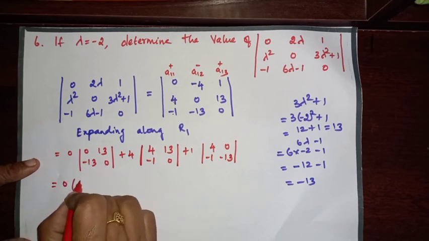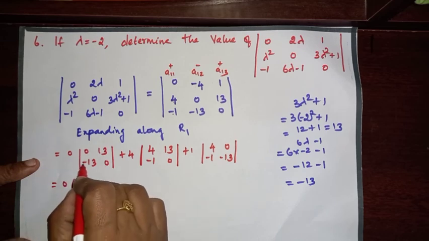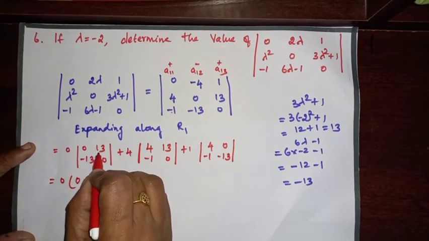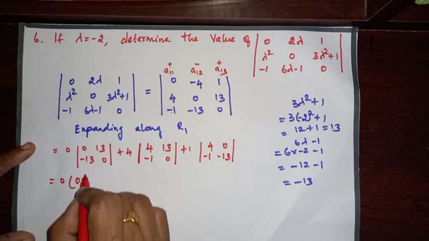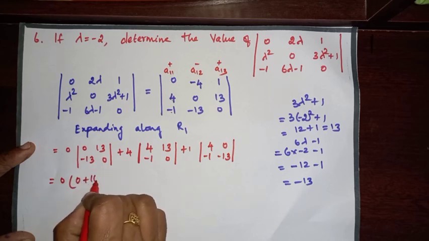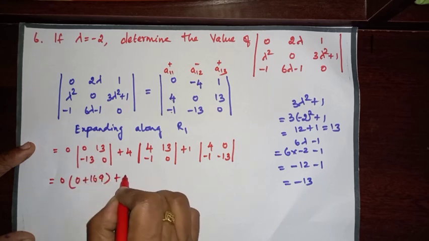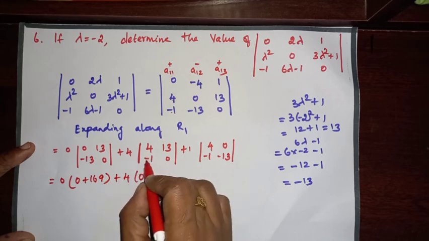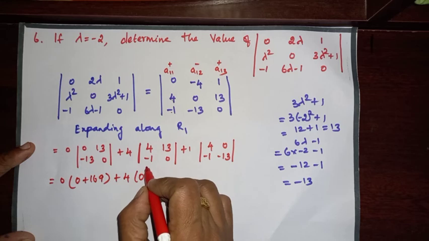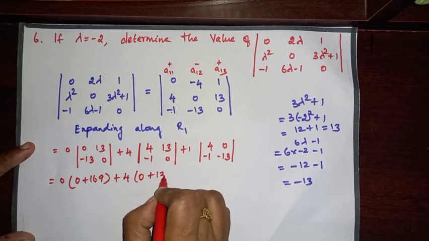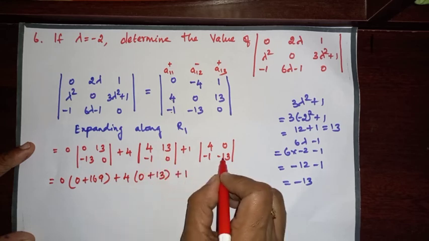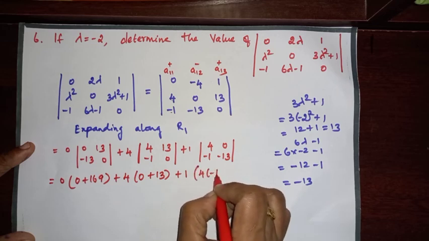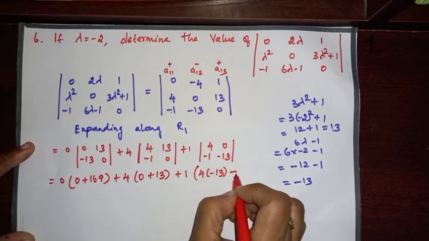0 into 0 is 0. Minus 13 into 13 is minus 169. So minus and minus will become plus 169 plus 4. 0 into 4 is 0. Minus 1 into 13 is minus 13. Minus of minus 13 is plus 13 plus 1. 4 into minus 13. Minus and minus will become plus.